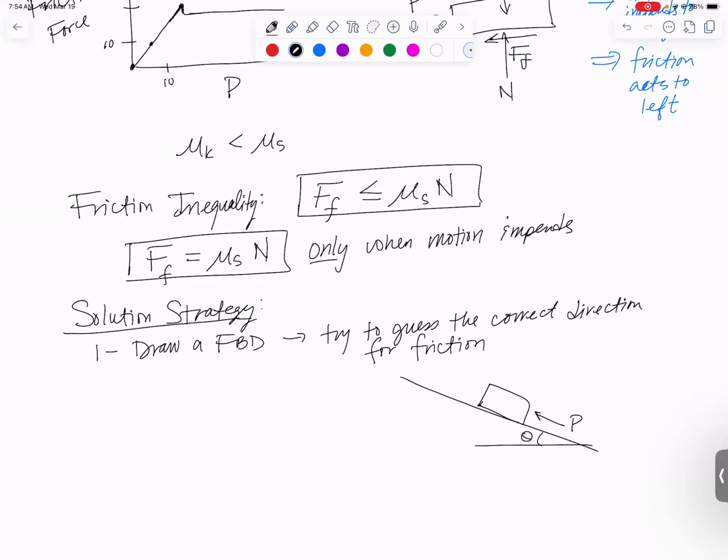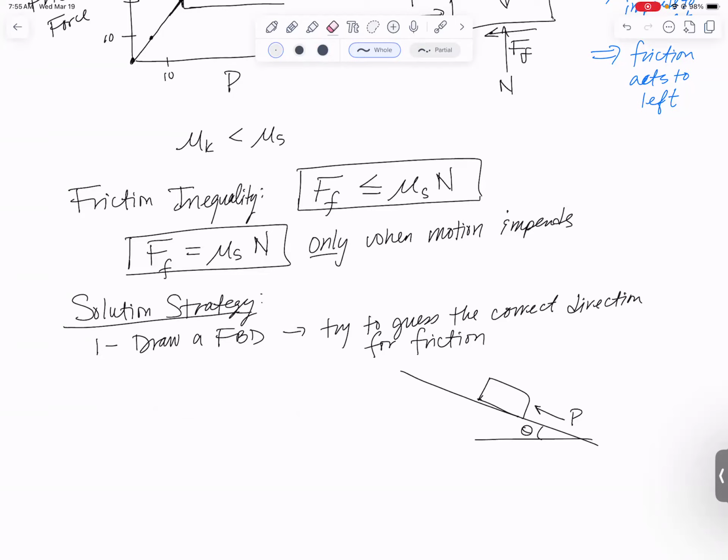So if you're trying to specifically solve for the force P to get it to start to move uphill and you draw the friction in the wrong direction, you would be getting the other solution, the P to prevent it from sliding downhill. So that's the quick example I can think of where guessing the wrong direction for friction could give you the other solution instead of the solution you're actually looking for. So we do want to try to guess the correct direction for friction.